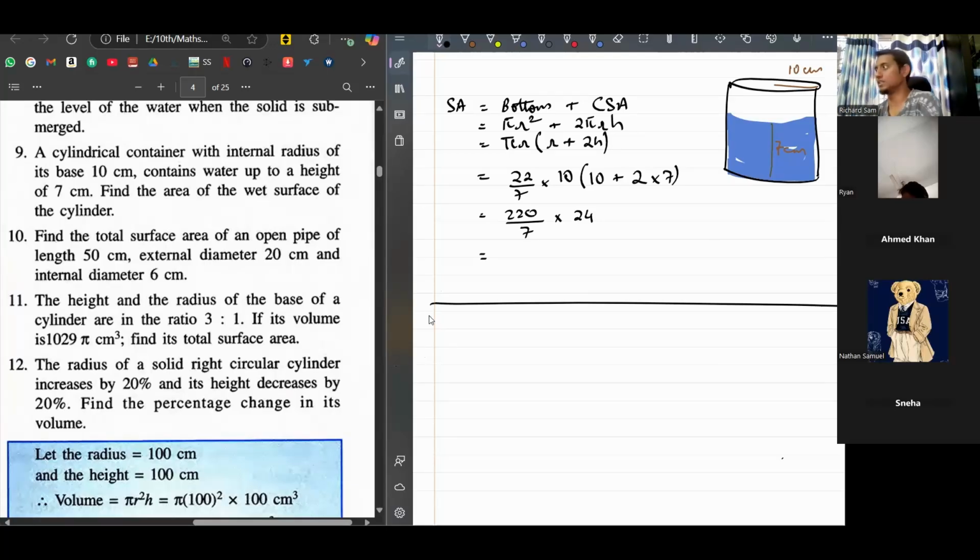754.285, correct. Okay, yeah, correct. 754.285, all in centimeters, so centimeter square. Okay, you can try it out if you didn't get it.